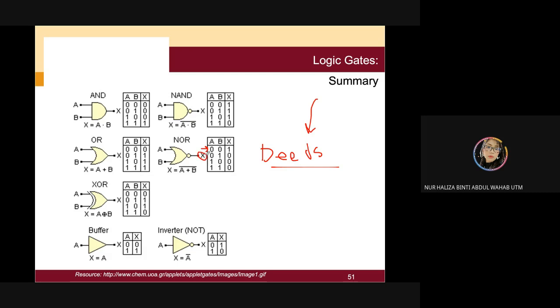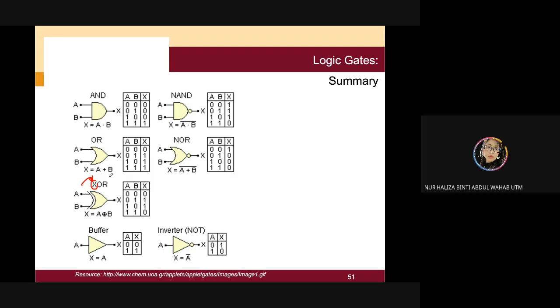And another one, this one is exclusive. That's why in front of the name of the gate, we call it X because it's very exclusive. Then we put it XOR. XOR over here will be like this.